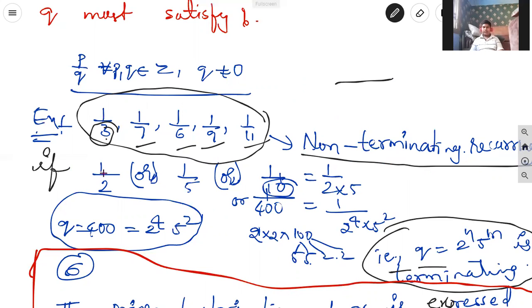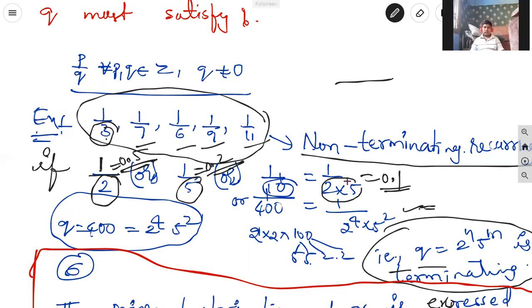In the same way, if the rational number is 1 by 2, it is equal to 0.5. 1 by 5 is 0.2. 1 by 10 means it's 0.1. 1 by 400 we also discussed in the previous problems. So we can observe these numbers are clearly terminating. So you observe in the denominator, either 2 or 5 or 2 and 5. Those numbers in the denominator are terminating.